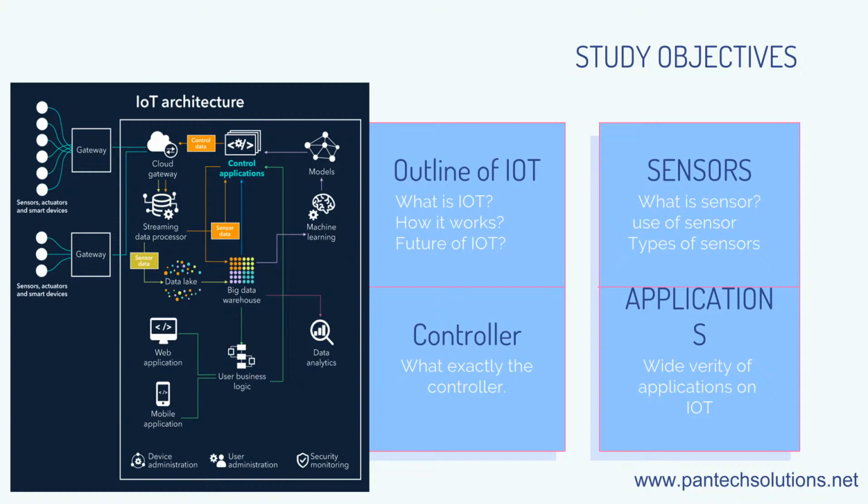But an actuator is different. An actuator consists of motors or other tools, and it works based on that. So that is the thing: we are collecting the data from the environment. After collecting the data from the environment, we are saving it into the cloud.